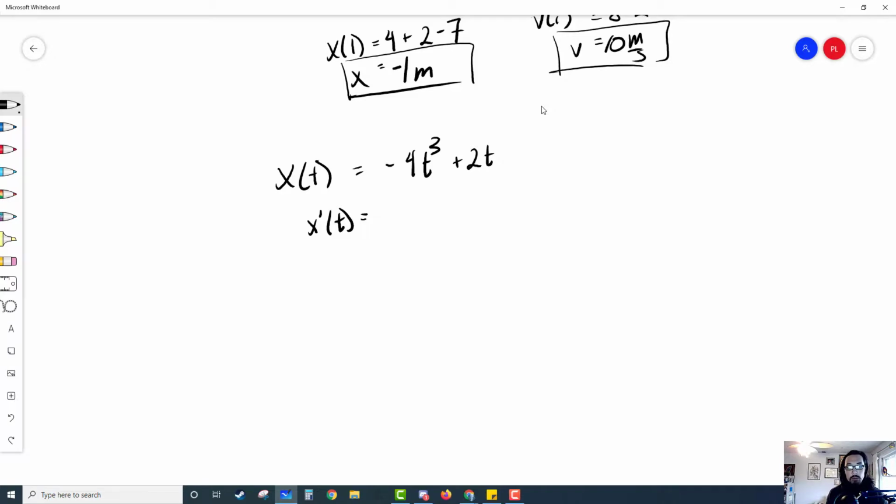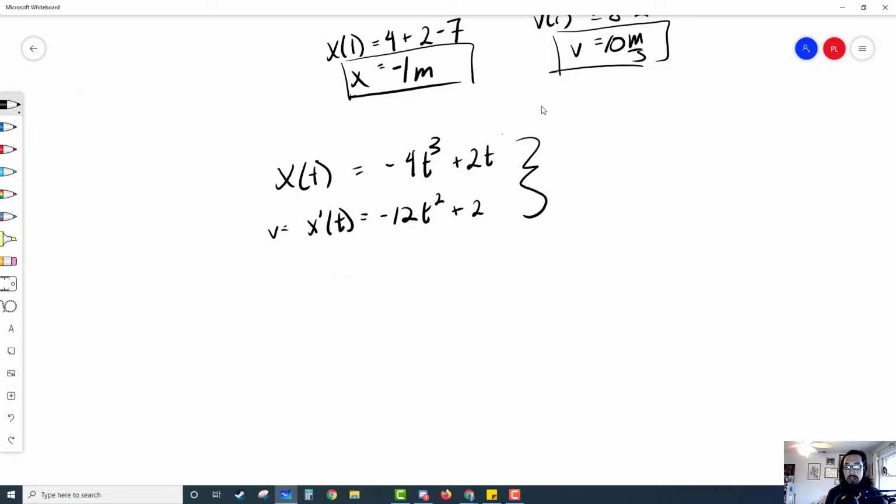3 times -4 gives us -12t, and 3 minus 1 gives us 2. Plus, remember, there's technically a 1 here, so 1 times 2 gives us 2t, and 1 minus 1 gives us 0, so t to the 0 is basically 1. So 2 times 1 just gives us 2. All right, and so this is our new velocity function.